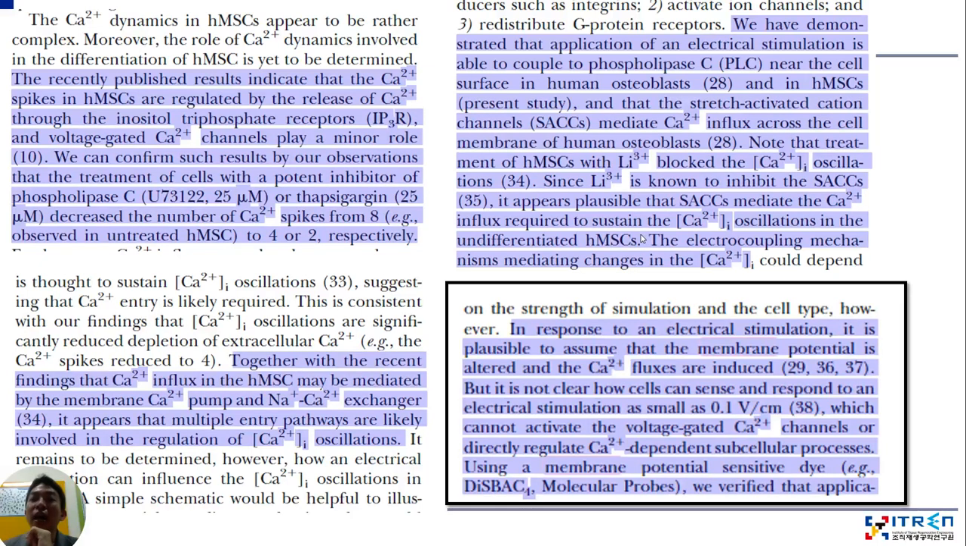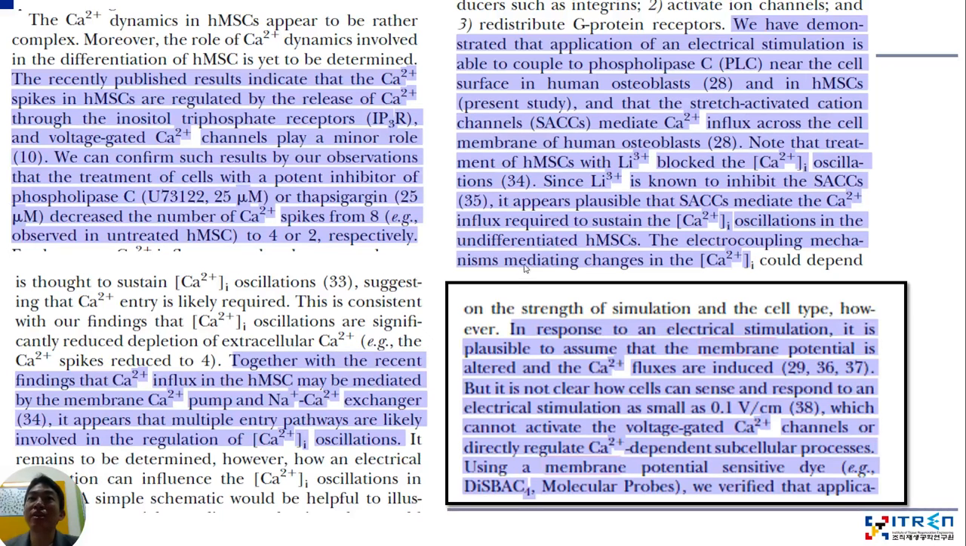So I didn't show this result here, but from this sentence, you can imagine that this lithium ion is similar to gadolinium. This is one of the inhibitors to block this stretch-activated calcium channel, which also blocked the calcium oscillation of the human MSC.